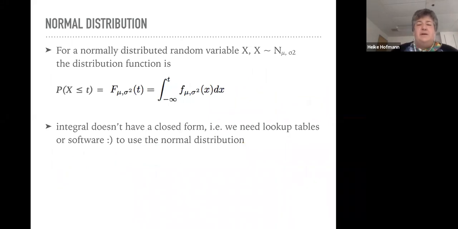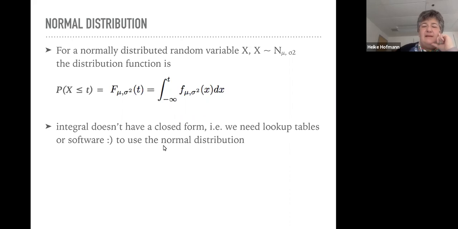We get a corresponding distribution function. We'll denote that as N for normal with parameters mu and sigma square. And the distribution function is again giving us the probability that X is at most t. So that's this integral over the density function from negative infinity to t.